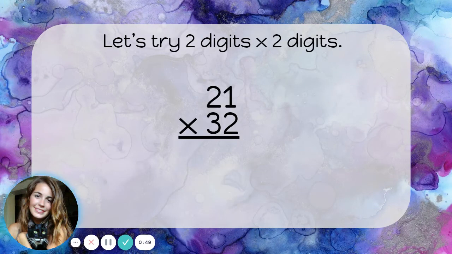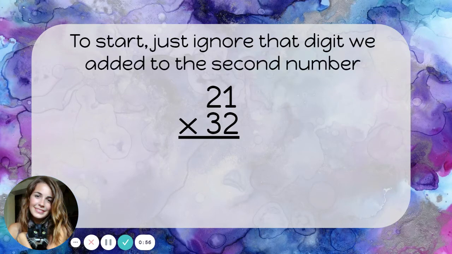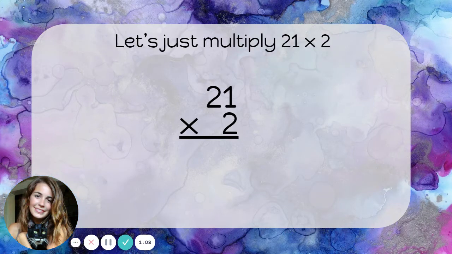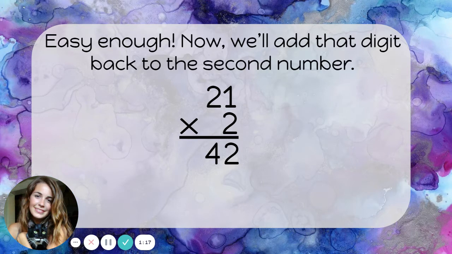Now, let's try 2 digits times 2 digits, like in the problem 21 times 32. To start, I just want you to ignore that extra digit we added to the second number. Ignore the 3. Let's just pretend like it's not there, because we know how to multiply 21 times 2. First, we would do 2 times 1, which is 2, and then we would do 2 times 2, which is 4. Easy enough. Now, we'll add that digit back to the second number and take it from there.